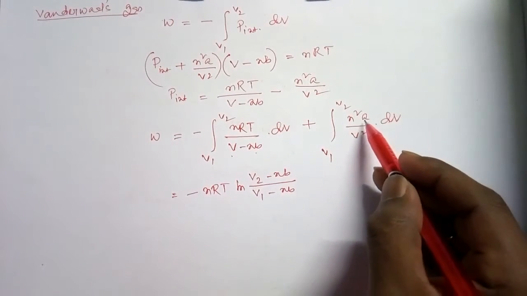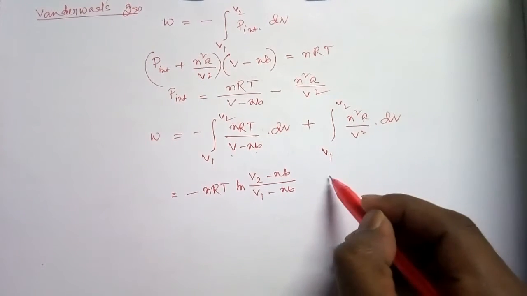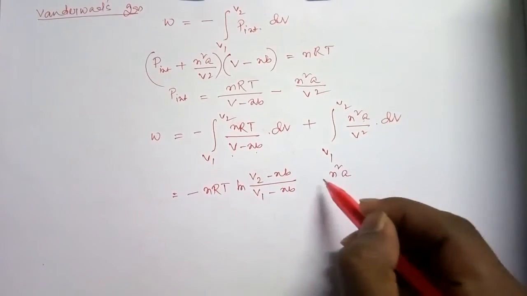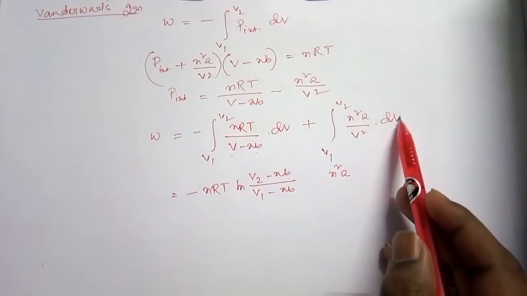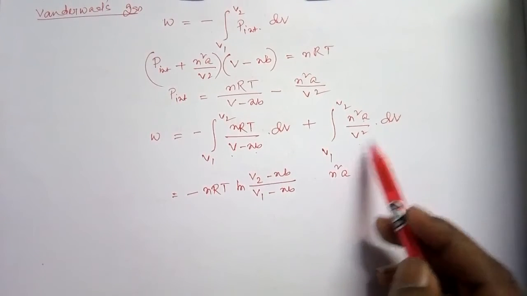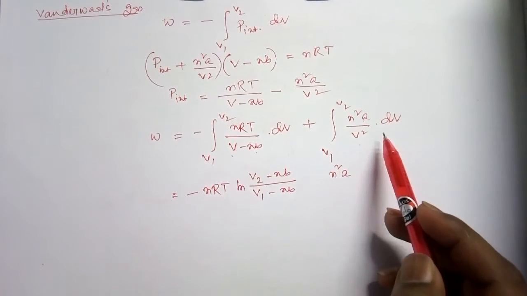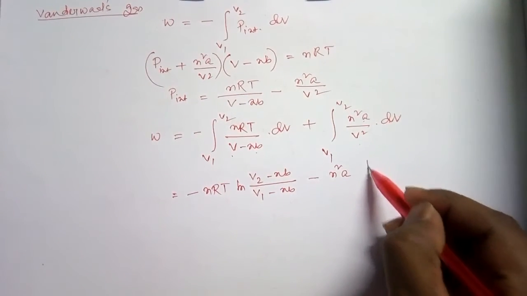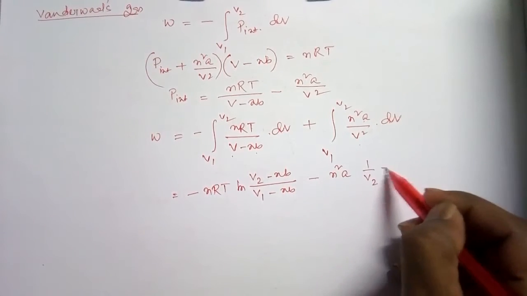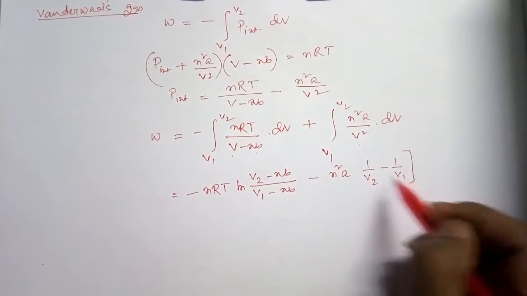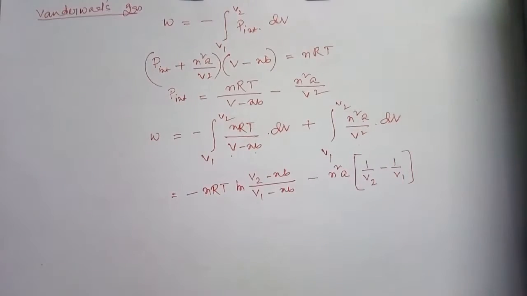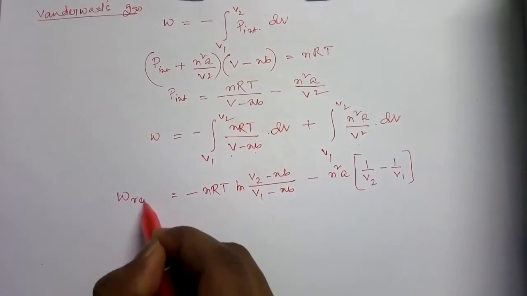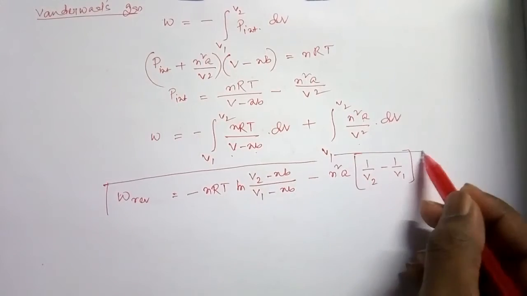Now a is constant, n square is constant, n square a. What will be the sign here? Integration of dV by V square produces minus 1 by V. So minus into plus, that is minus. So 1 by V means 1 by V2 minus 1 by V1 in brackets, right? So this is the expression for a reversible work for a van der Waals gas, right?